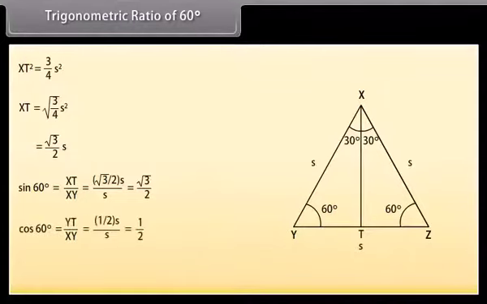Cos 60 degree is equal to YT upon XY, which equals 1 upon 2s upon s, equals 1 upon 2. Tan 60 degree is equal to XT upon YT, which equals square root 3 upon 2s upon 1 upon 2s, equals square root 3.